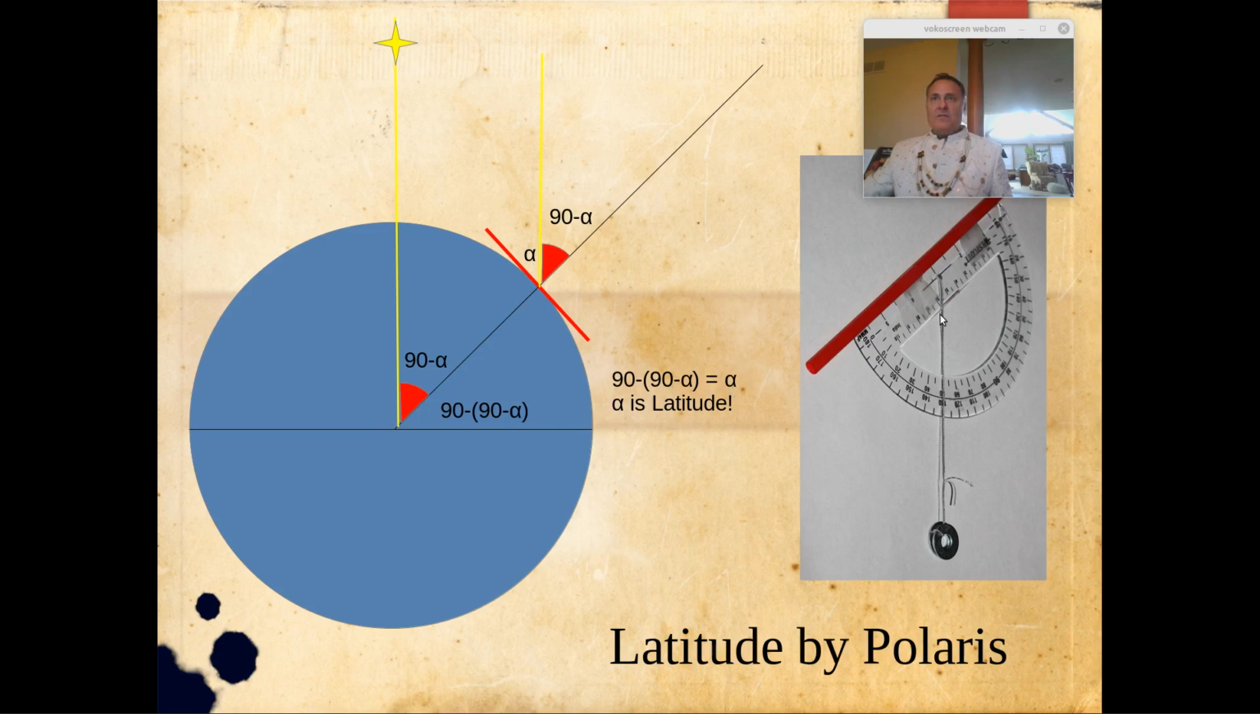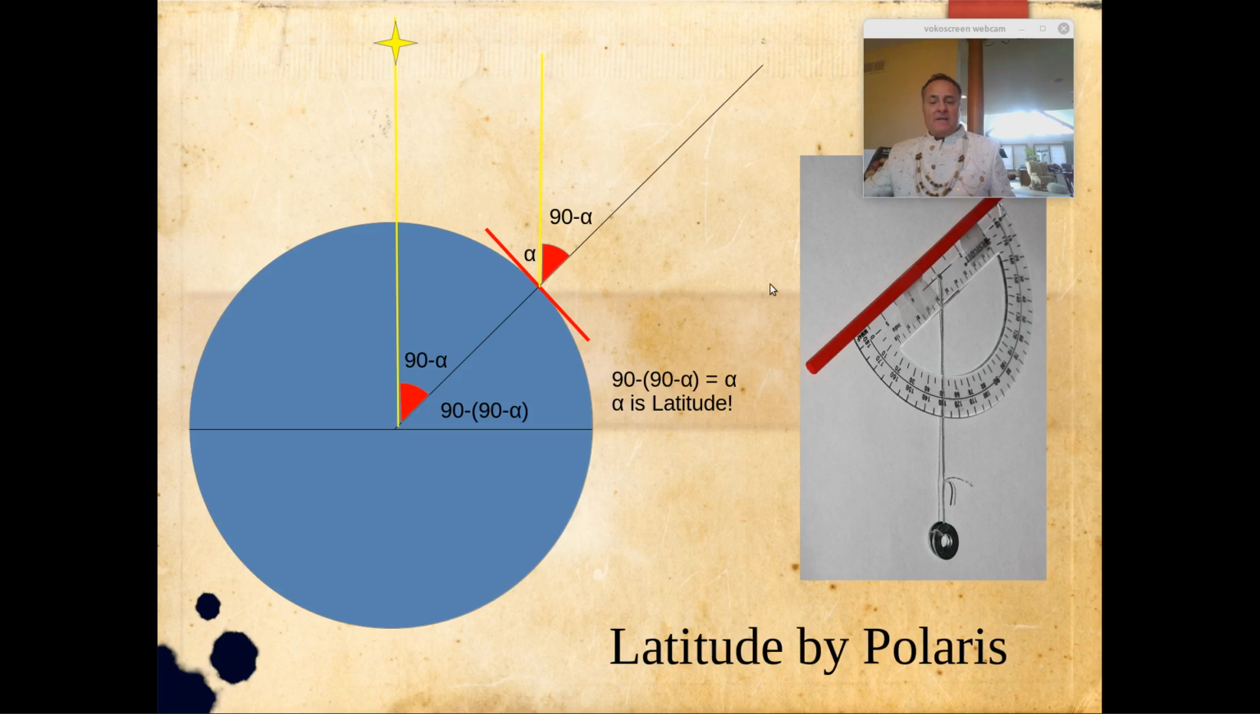So you go outside with your little homemade dioptra and you sight through this straw and you see the North Star, and you have a friend either read off or take a picture of where the string hangs. For me, for example, in Ohio, my latitude is 41.5 degrees. That string will hang right through 41.5 degrees, and I have discovered my latitude.